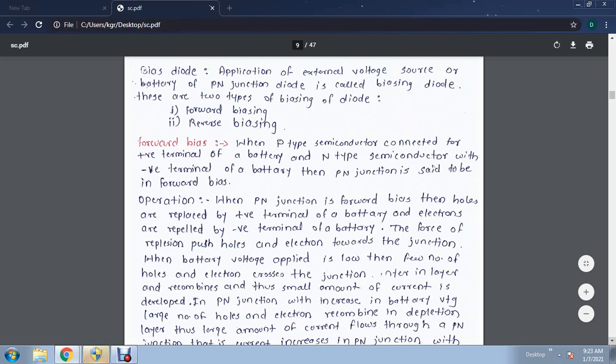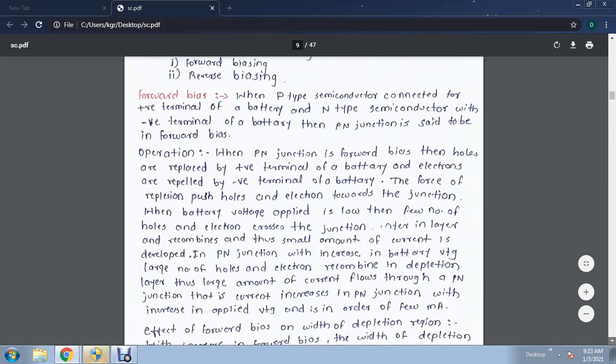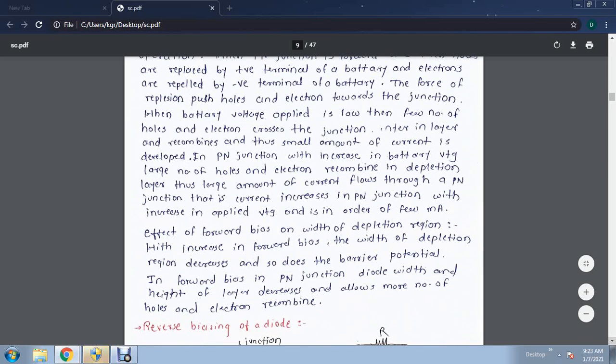With an increase in battery voltage, a large number of holes and electrons recombine at the junction. Thus a larger amount of current flows through the PN junction; the current increases with the increase of applied voltage and is of the order of a few milliamps. In forward bias, the current is in the range of milliamps. Milli means 10 power minus 3.